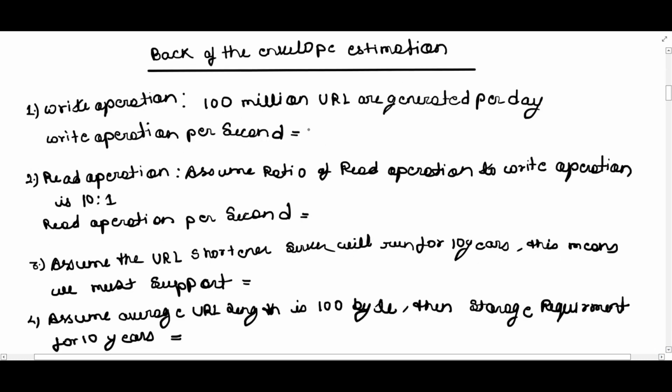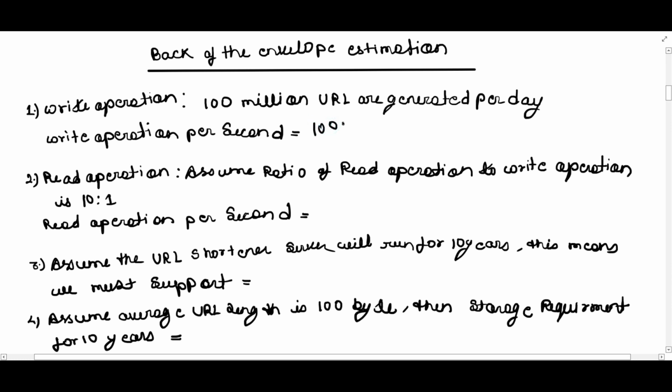So in the back of envelope estimation, what will be the write operations? It means how many requests we are getting to shorten a URL. As the interviewer says, 100 million URLs are generated per day. So what will be the write operations per second? We have to compute this, and computing this one is very easy.